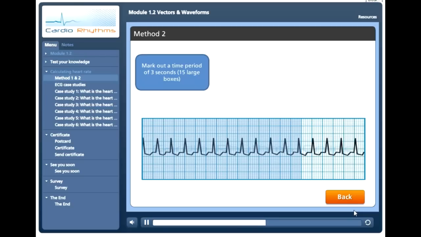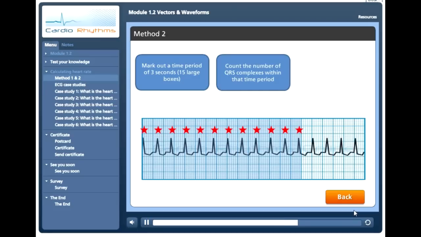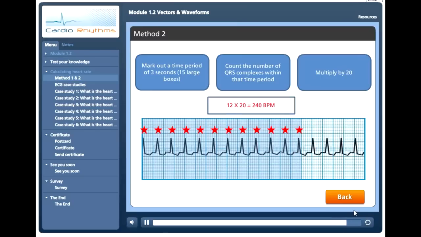The next step is to count the QRS complexes within that time period. In this example, there are 12 QRS complexes within 3 seconds. Next, we need to multiply that number by 20 to get the beats per minute. Therefore, 12 multiplied by 20 gives us a heart rate of approximately 240 beats per minute.